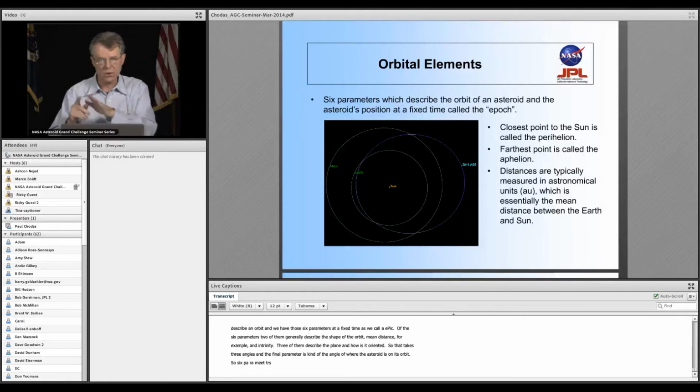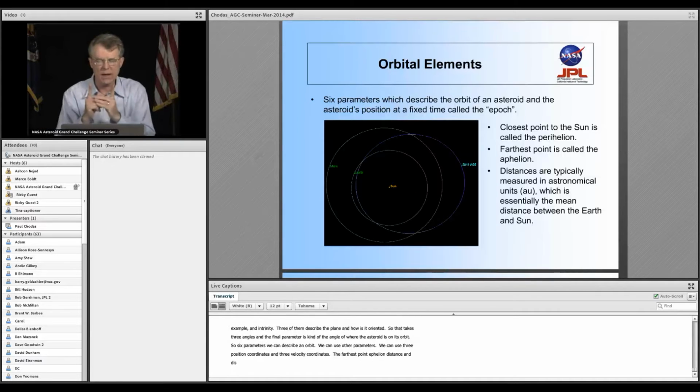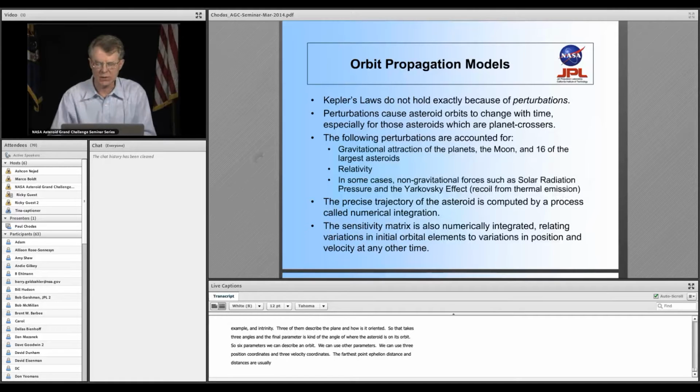And we don't always use those particular 6 parameters. We can use other parameters, equinoctial parameters. We can use 3 position coordinates and 3 velocity coordinates as orbital elements, although in that case, all 6 of those would change with time. So on the right here, some definitions. The closest point to the sun is called the perihelion distance. You'll hear that used a lot. The farthest point, aphelion distance. And distances are usually measured in astronomical units, AU, where 1 AU is the mean distance between the Earth and the sun.